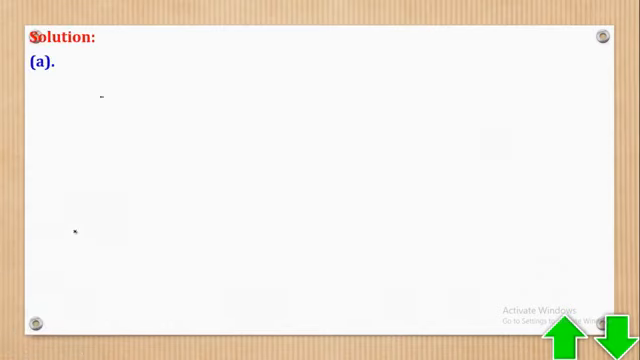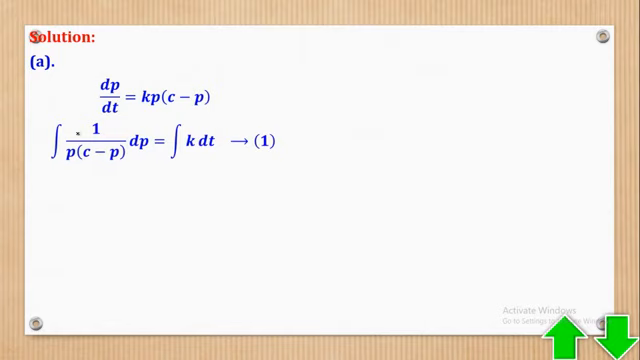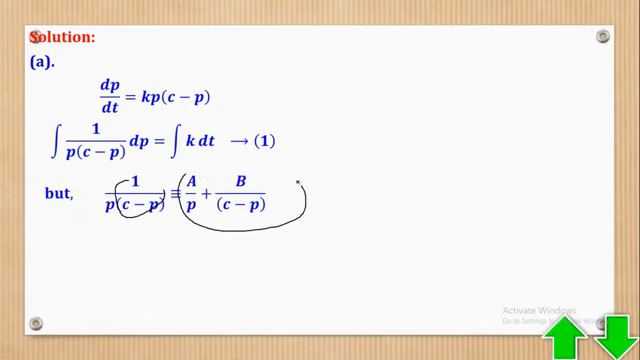So first of all, we shall first code the differential equation given. Then this is now separable, so we shall separate the variables. And this one, you realize that the denominator is factorizable, so we shall use the knowledge of partial fractions. Therefore, this will be split into two partial fractions, and the one is A over p, another one is B over c minus p.